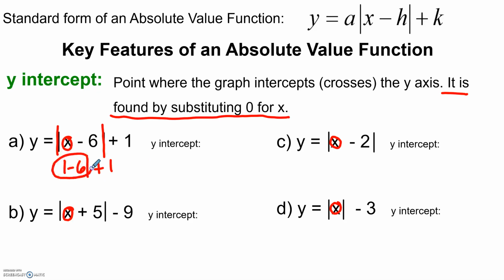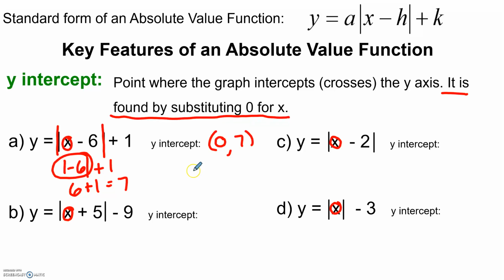We're going to take the absolute value and get positive 6, because absolute value just takes away the sign, plus 1 equals 7. We write our y-intercept as a point. We know the x value was 0, and we got positive 7. So the y-intercept of that function was (0, 7). Do your best to try problem B.